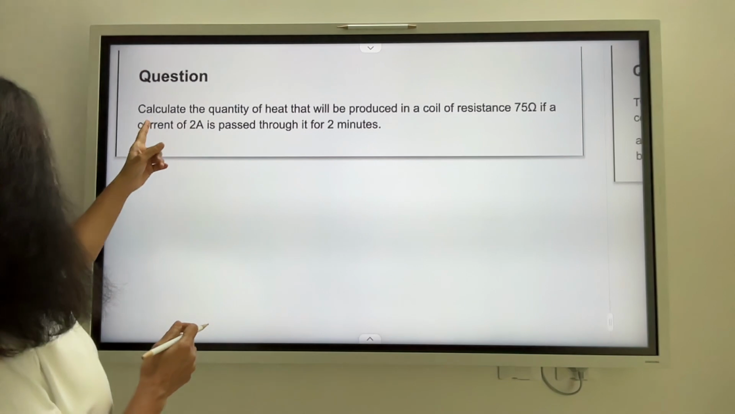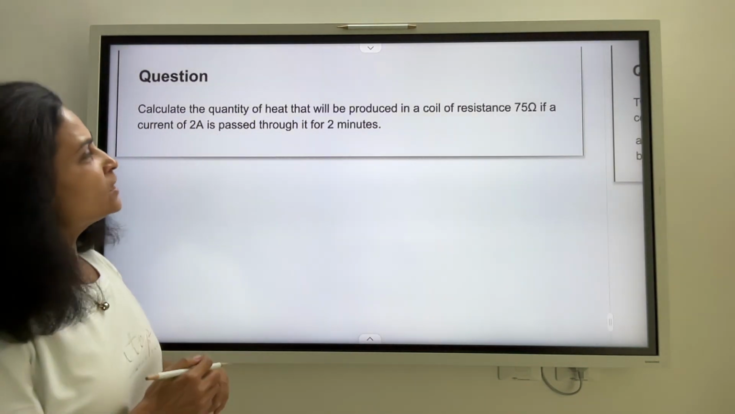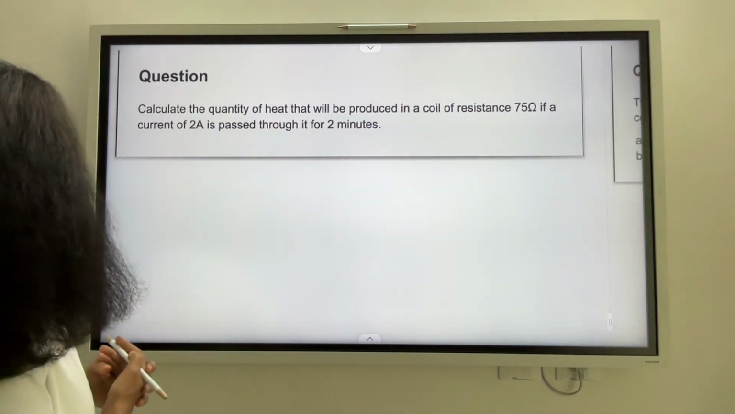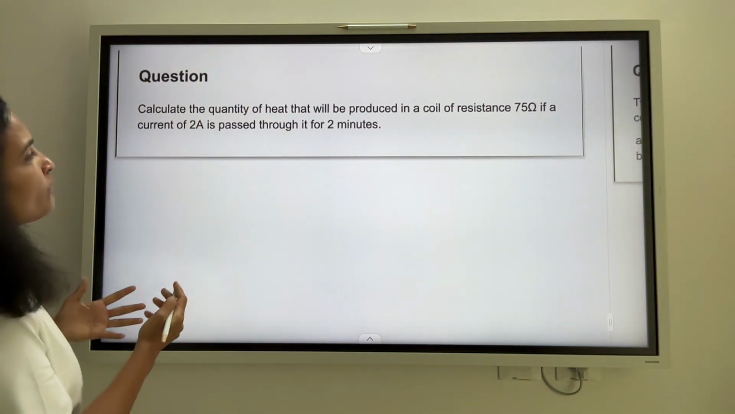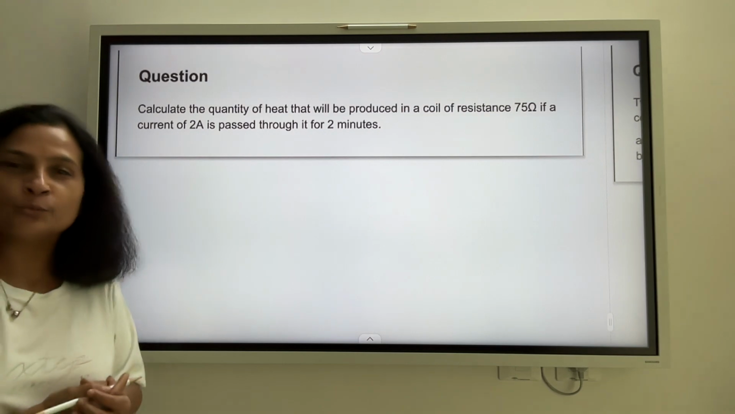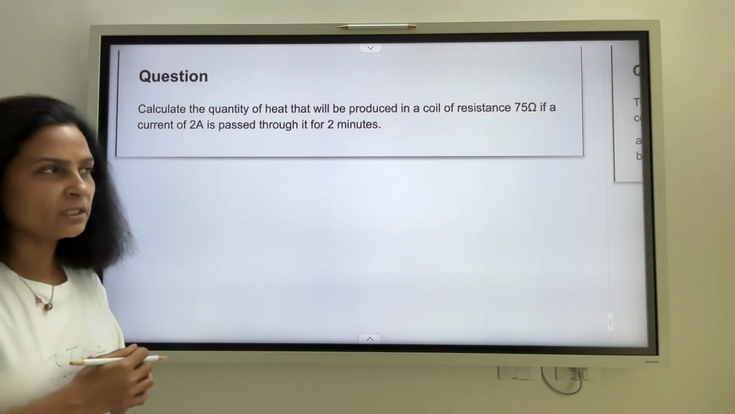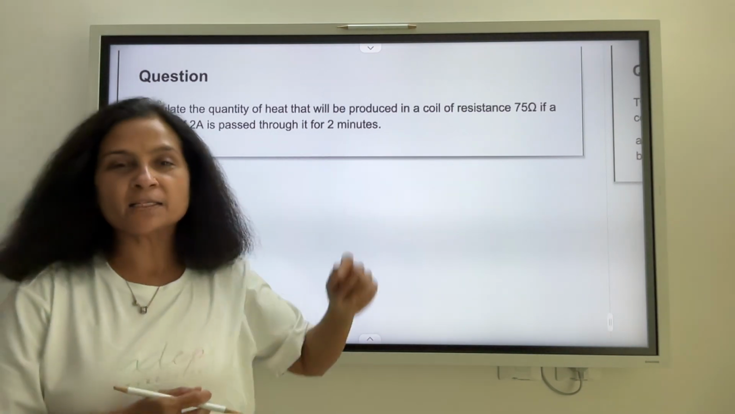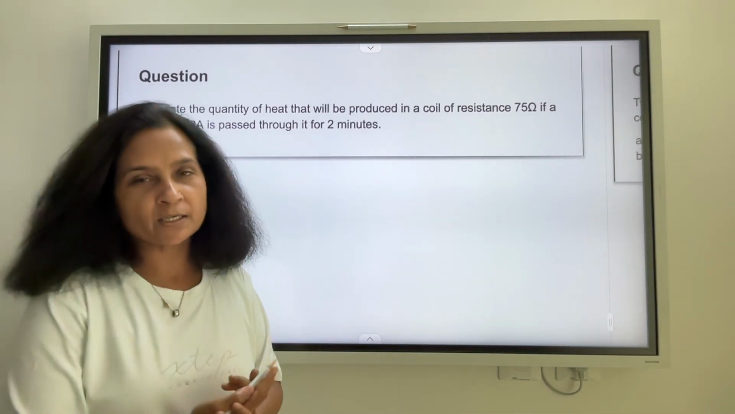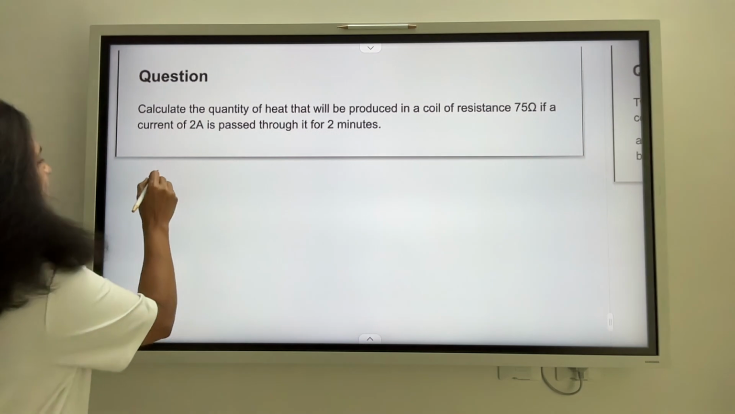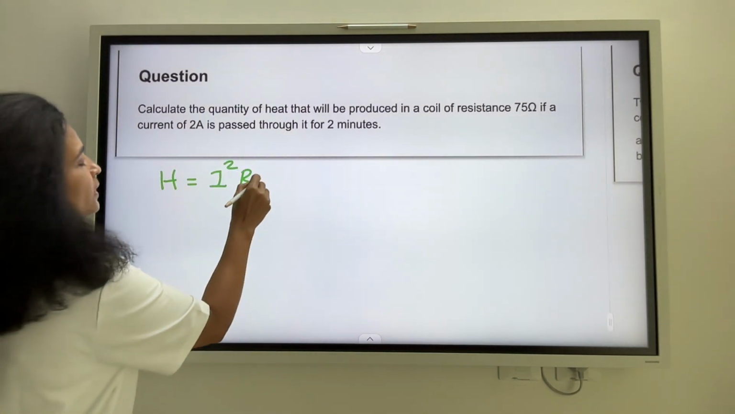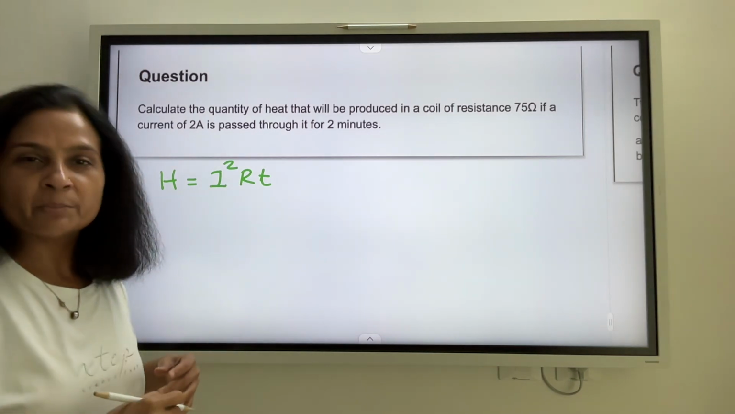We are supposed to calculate the quantity of heat that will be produced in a coil of resistance 75 ohm if a current of 2 ampere is passed through it for 2 minutes. The most important thing, I have to be careful with my units. यहाँ 2 minutes है, time को मुझे convert करना पड़ेगा. So what is heat energy going to be like? I square RT, Joule's law.